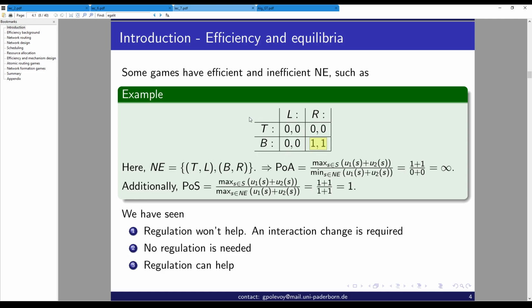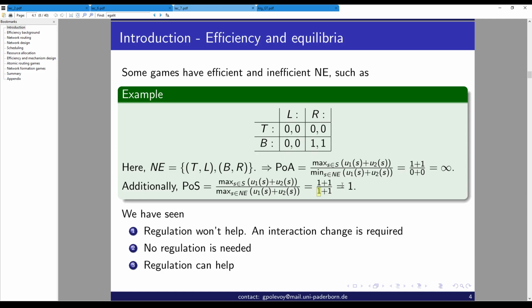And the most optimistic situation is the ratio between the best possible profile and the best possible equilibrium, and that's the same. So it's 1 plus 1 over 1 plus 1, so it's 1. So we have both an optimum equilibrium and an infinitely bad equilibrium. So here, the question is which we are going to play.